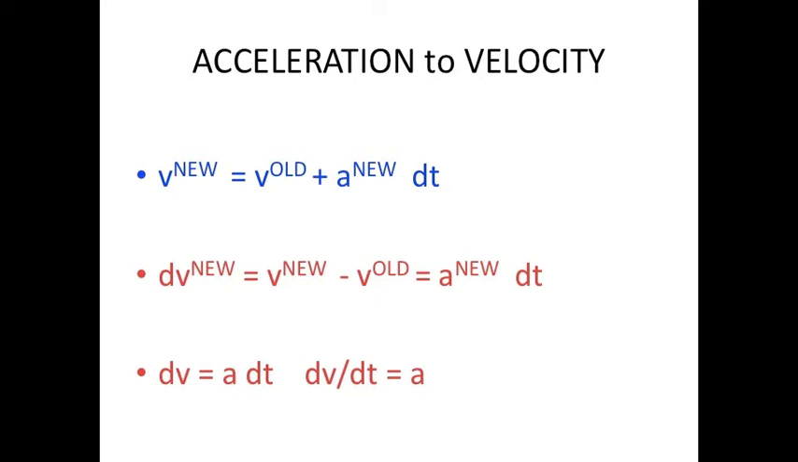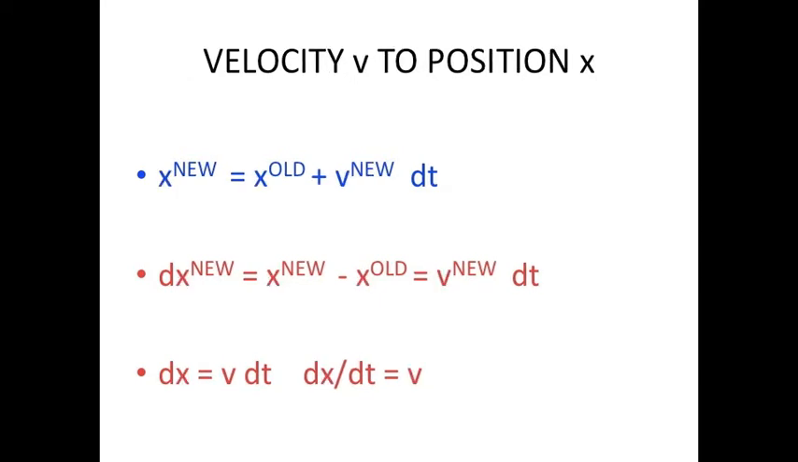This means that the velocity increment dv_new as the difference v_new minus v_old equals a_new times dt, that is dv equals a dt or dv over dt equals a. Next, position x is similarly updated from velocity v with position increment dx equal to v times dt or dx over dt equal to v.